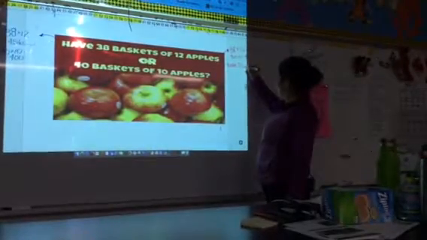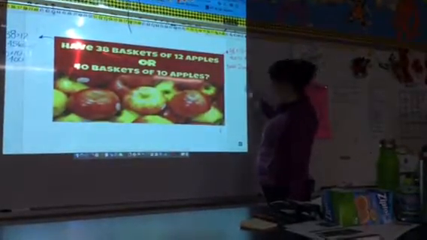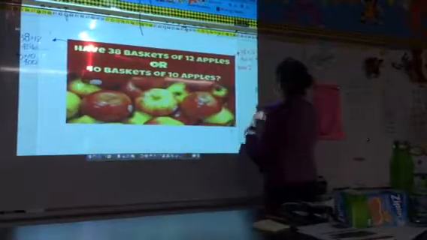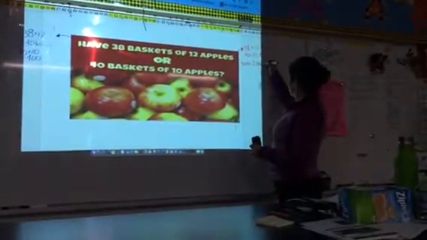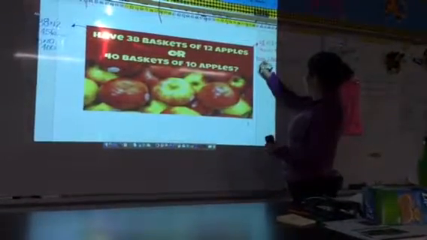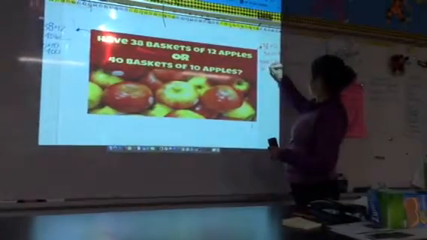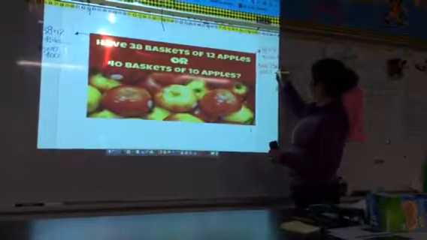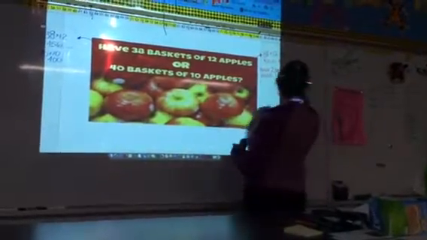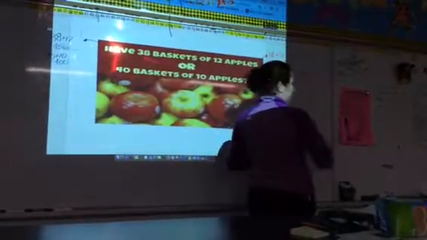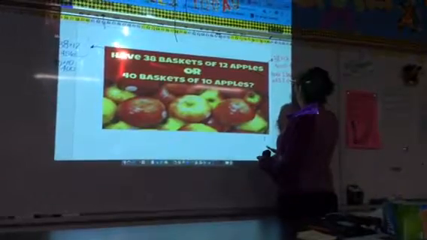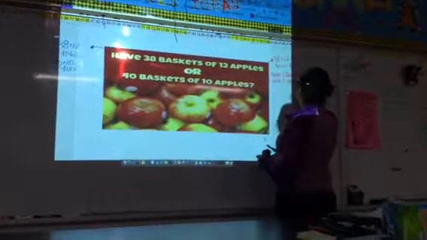Take 2 away. Sorry, 2 baskets. Oh, okay, sorry, not apples. Take 2 baskets away, and then add 2 baskets, or 2 apples? So take 2 baskets away and add 2 baskets? No, apples. I'm confused. That's okay, I'm just checking.